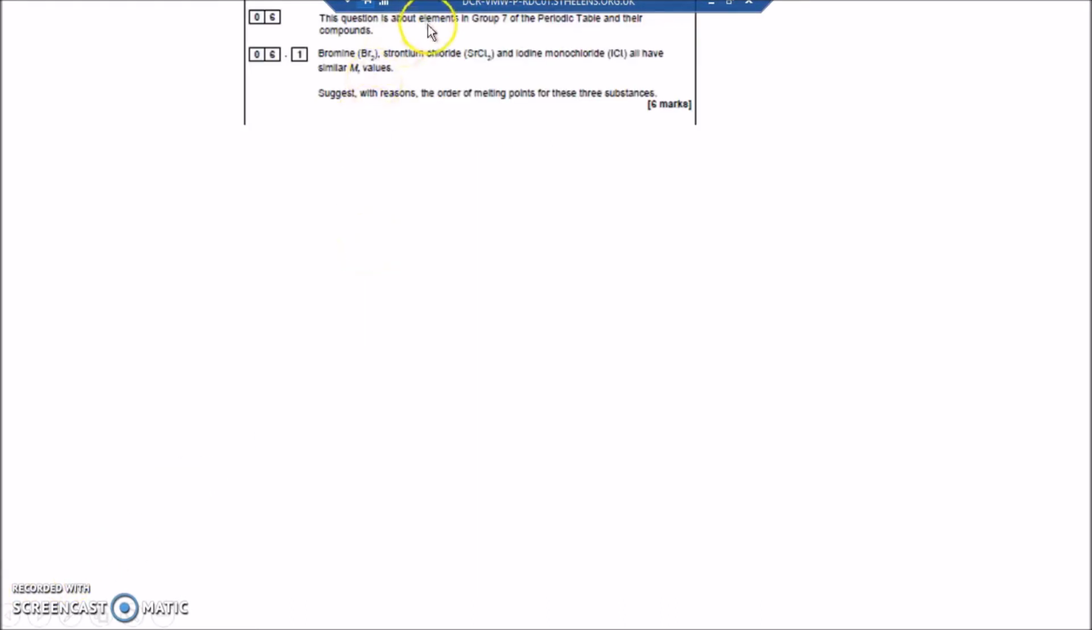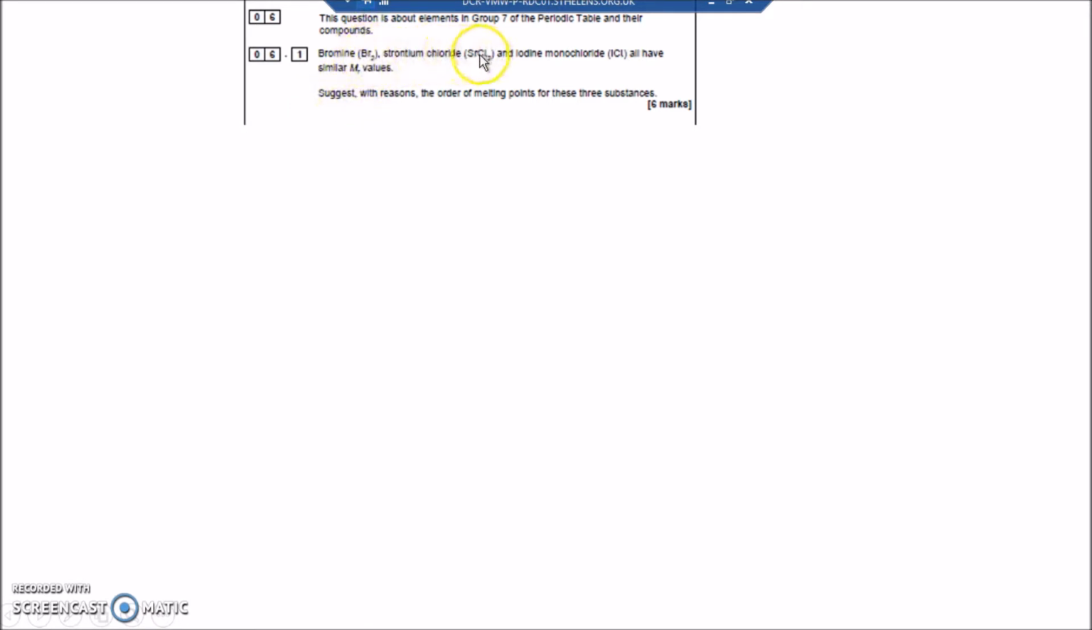Question 6. This question is about the elements of group 7 of the periodic table and their compounds. Bromine. So Br2 is just 2 bromine atoms bonded together. Bromine's in group 7, both atoms wanting to gain 1 electron, so they'll share 1 electron each in a covalent bond. It'll be molecular, so they'll just be Br2 molecules together, bonded intermolecularly by van der Waals forces.